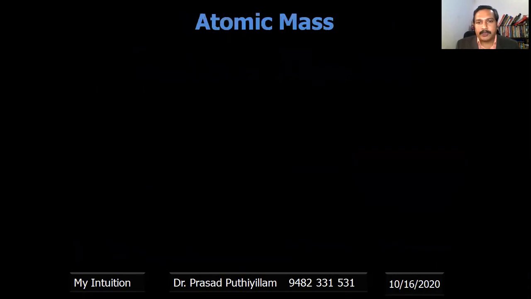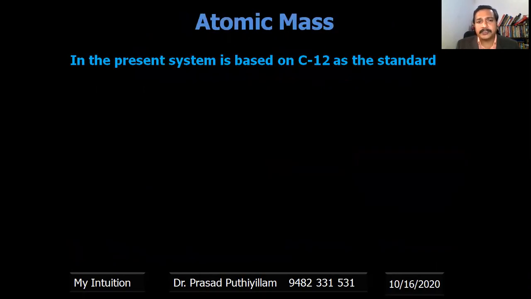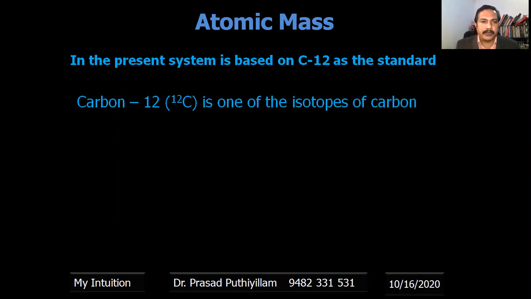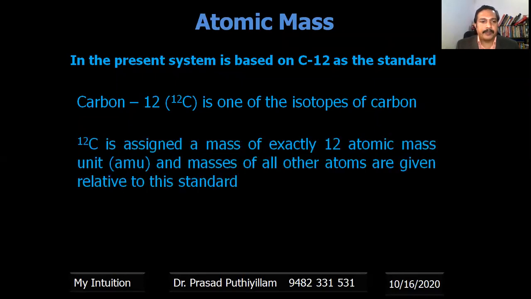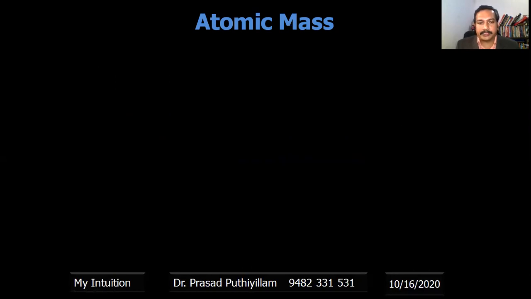So atomic mass in the present system is based on carbon-12 as the standard. Earlier they used hydrogen as the standard. Now we'll continue with carbon-12, one of the isotopes of carbon: carbon-12, carbon-13, carbon-14. Considering the isotope carbon-12 as the standard, we assign exactly 12 atomic mass unit for carbon-12, and masses of other atoms are given relative to this standard.